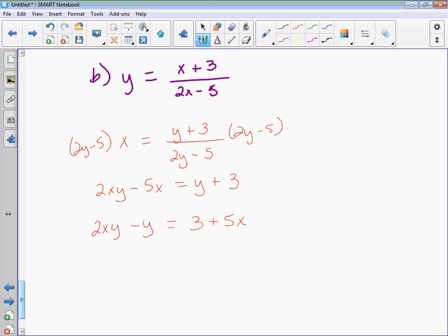So what can I factor out on the left? Y. 2x minus 1. So, what is my final answer? Yep, just divide. So 3 plus 5x over 2x minus 1.